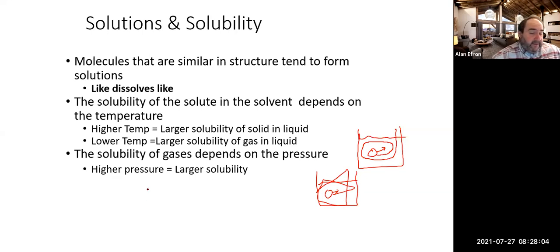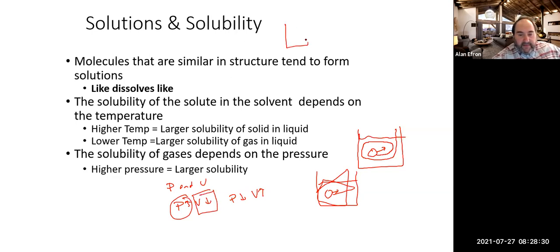The solubility of a gas depends on pressure. The higher the pressure, the larger the solubility. When we think about pressure and volume, those are related to each other. As the pressure goes up, based on Boyle's law, volume goes down, and vice versa. Pressure goes down, volume goes up. So as we increase the pressure, we see a much smaller volume. We've got more gas molecules in a smaller area, we would have a lot more mixing of those gas molecules, and they would be more soluble in one another.